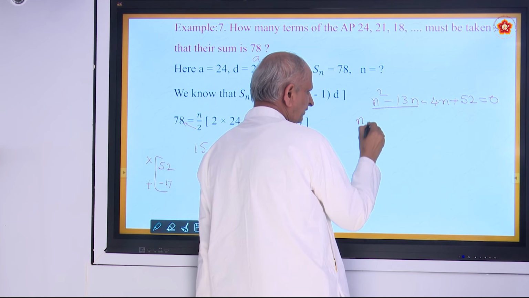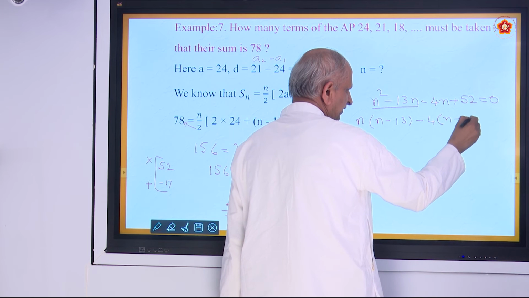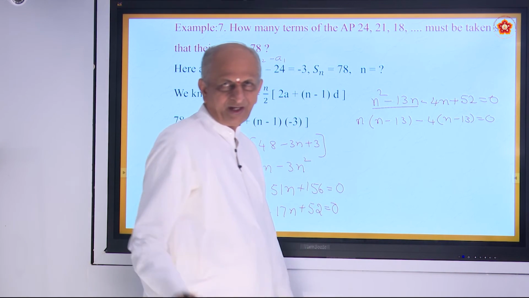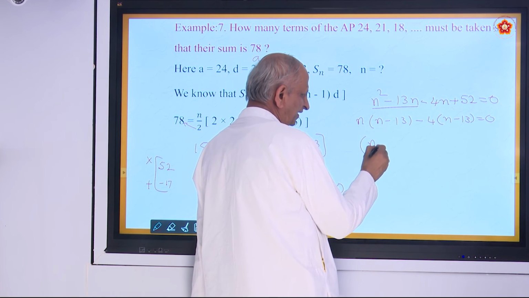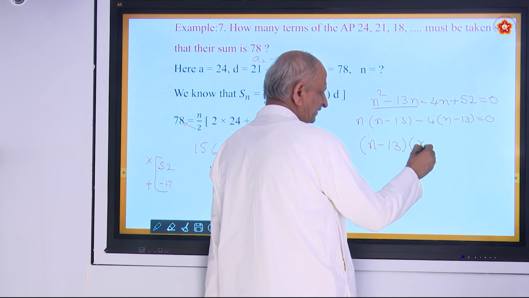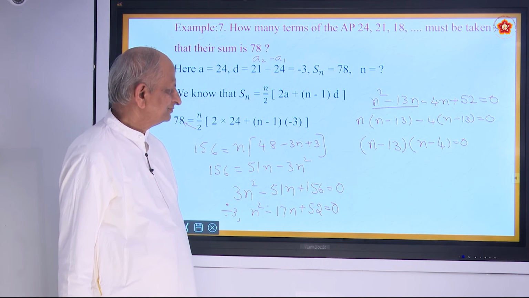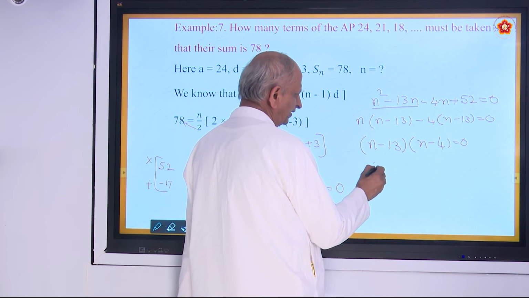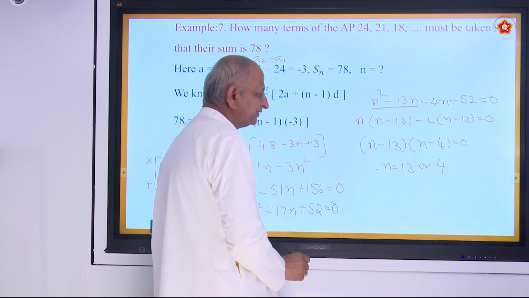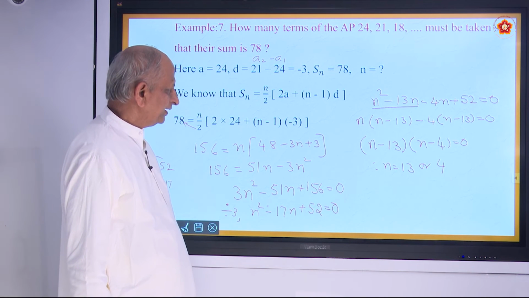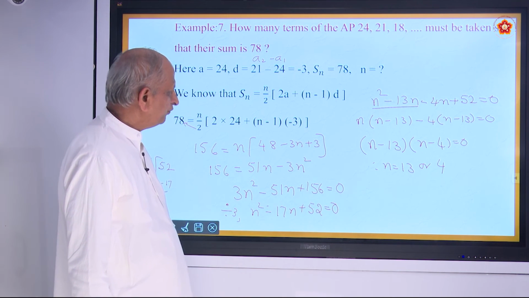Take common n outside, n minus 13, 4 outside, n minus 13 is equal to 0. Are you taking it down? Don't forget. Come on. You should be faster than me. You must tell, what sir is so simple, I can work out. So you have two values, one is 13 or 4. If n minus 13 is equal to 0, then n is equal to 13. If n minus 4 is equal to 0, n is equal to 4, you get.